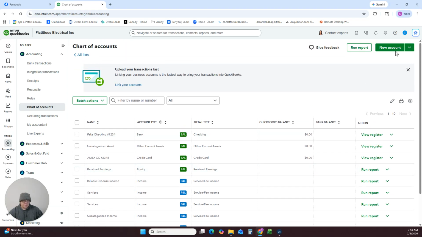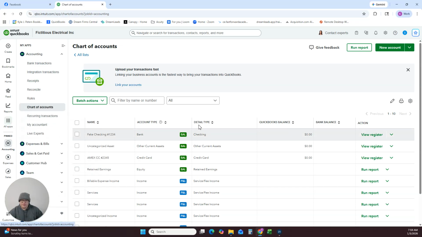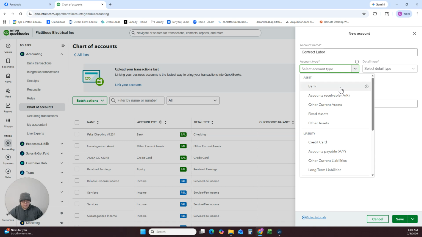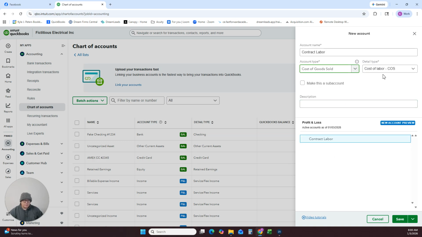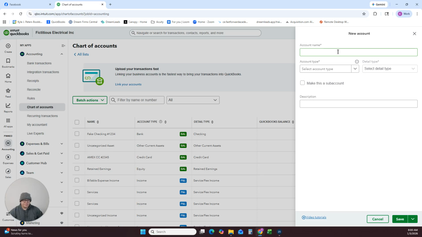First, we're going to add a couple of cost of goods sold accounts. So just go up here, and I got here by going to Accounting, Chart of Accounts. We're going to go to New Account. We're going to do contract labor. You can also do subcontractor expense if you want to call it something different. And this is going to be cost of goods sold, cost of goods sold labor.